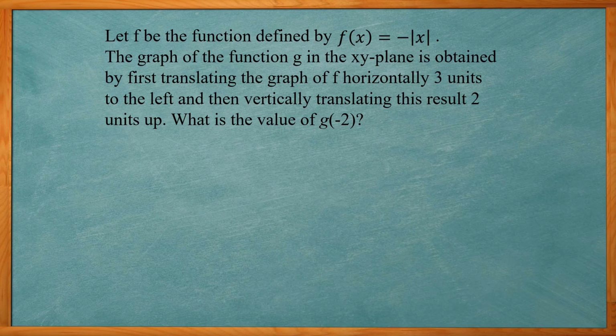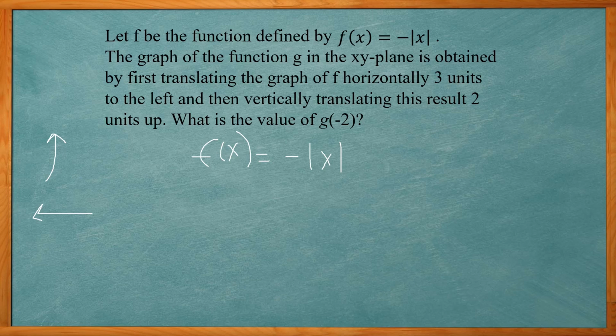So this one reads, let f be the function defined by f of x equals the negative absolute value of x. The graph of the function g in the xy plane is obtained by first translating the graph of f horizontally 3 units to the left, and then vertically translating this result 2 units up. What is the value of g of negative 2? Alright, so we need to find this other function where it's going to shift it up and to the left. Alright, so we're starting out with negative of absolute value of x.